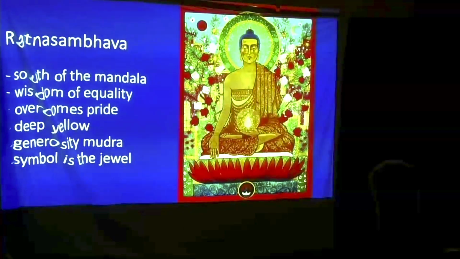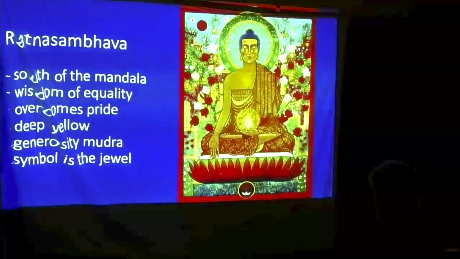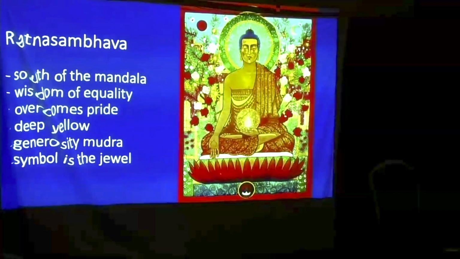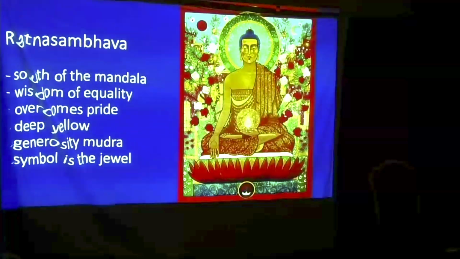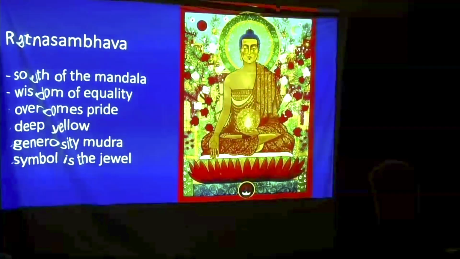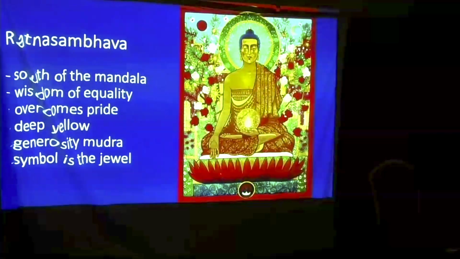So it's this aspect of the enlightened mind, of enlightenment, that is about generosity and giving. So the wisdom that he has is the wisdom of equality, but he overcomes pride. So pride is the self-centeredness, isn't it, at the sort of center of everything. And I know for myself, when I find it hard to give, I'm really worried often about myself. Will I have enough if I give? Will I be made a fool of if I give? What happens to me if I give?